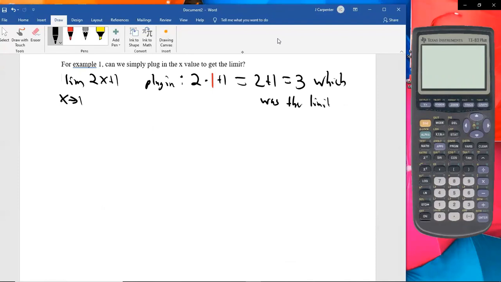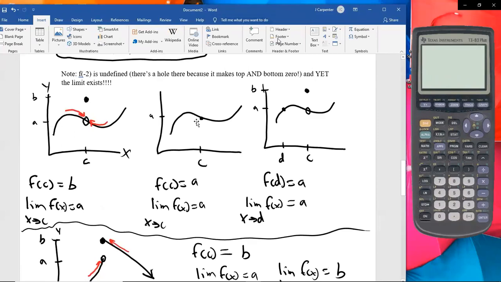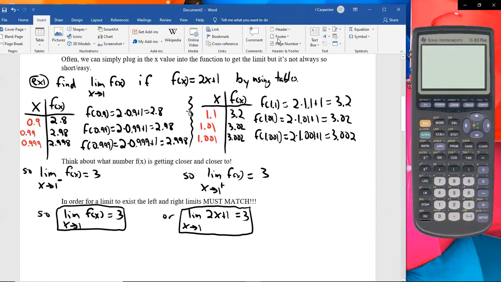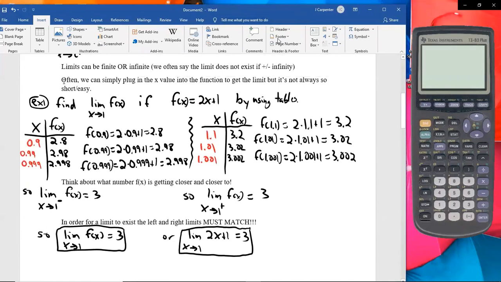So here's a question. If you can just plug in the number and get the limit, why wouldn't you do that? Why would you want to do this graphical approach? Why would you want to do this table of values approach? Why would you want to do all this extra work if you can just plug it in? Well, because this says often you can. It doesn't say you always can.